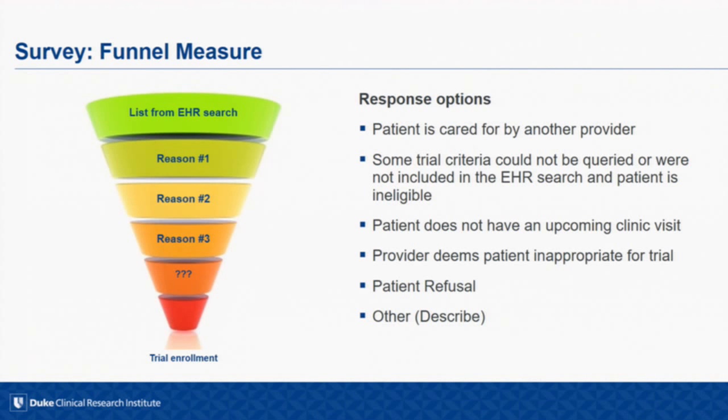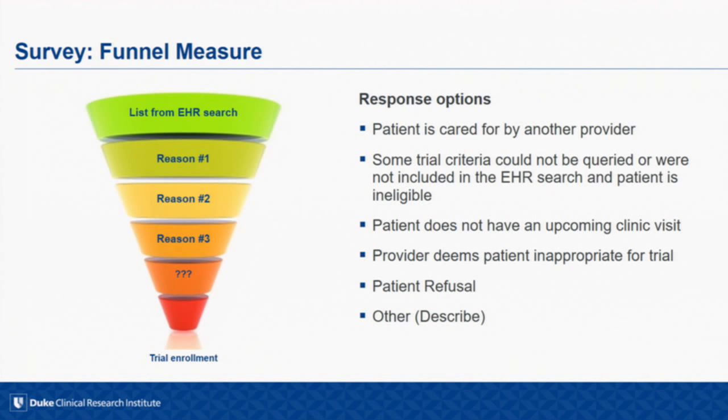But essentially we found that most sites said that important factors contributing to the narrowing included the patient being cared for by another provider, so showing up in the search, but you don't have access to that patient because they're someone else's patient. Not all trial criteria are easily translatable into an electronic health record query. The informaticists in the room are smiling because that gives them headaches every day.